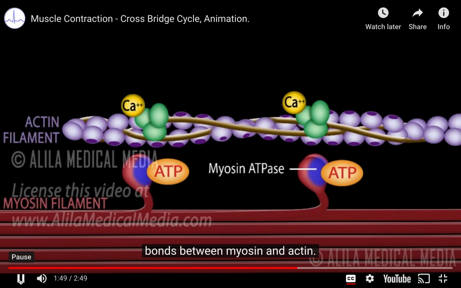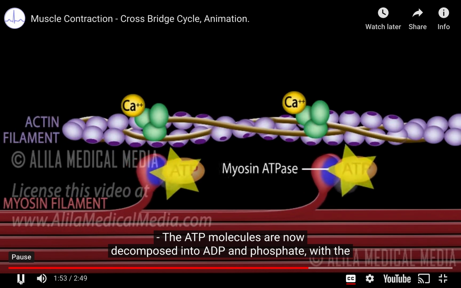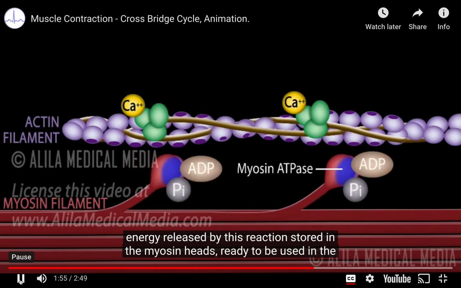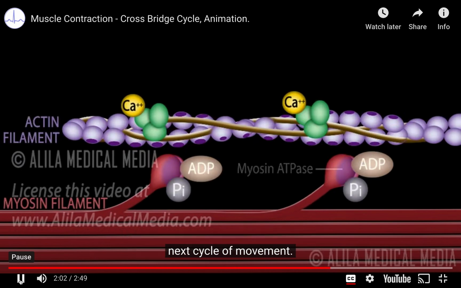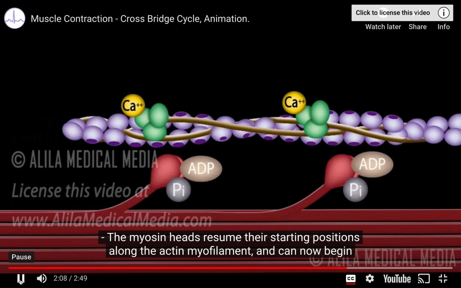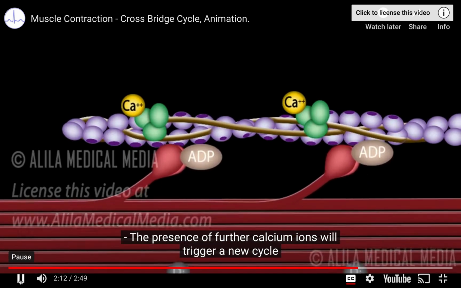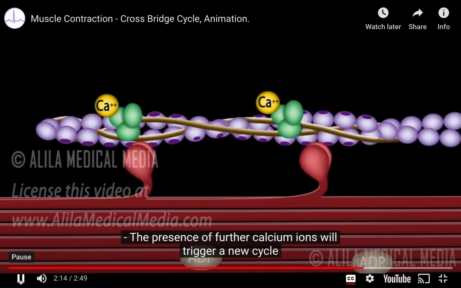Actin. The ATP molecules are now decomposed into ADP and phosphate, with the energy released by this reaction stored in the myosin heads, ready to be used in the next cycle of movement. The myosin heads resume their starting positions along the actin myofilament and can now begin a new sequence of actin binding. The presence of further calcium ions will trigger a new cycle.